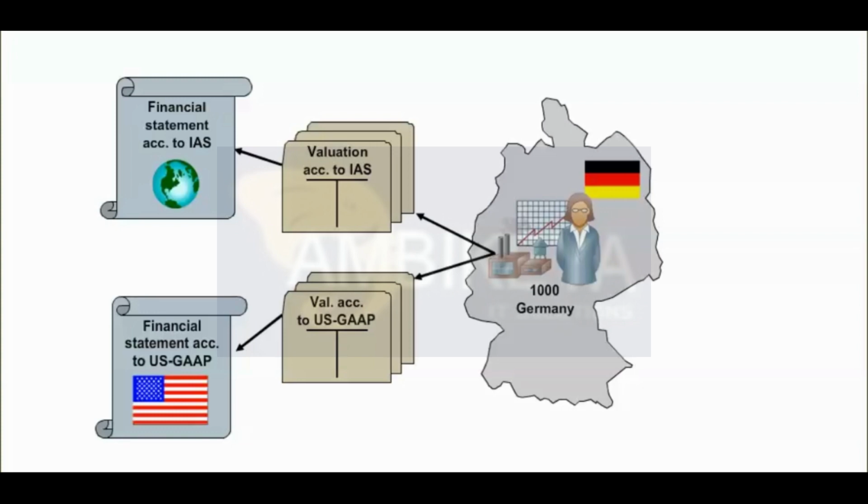Different valuation approaches post to different accounts only in cases of differences between the principles for topics like valuation, depreciation, or accruals. When financial statements are created, the financial statement version is used to evaluate the relevant accounts. For example, financial statements according to US GAAP only take into account those accounts that follow this accounting principle.